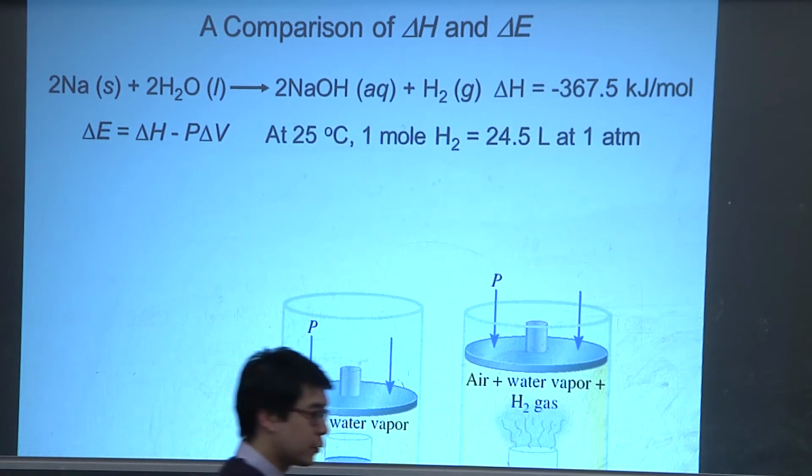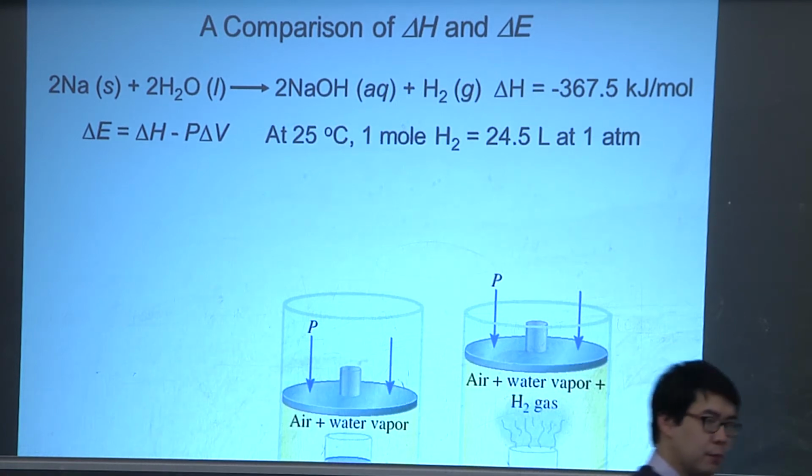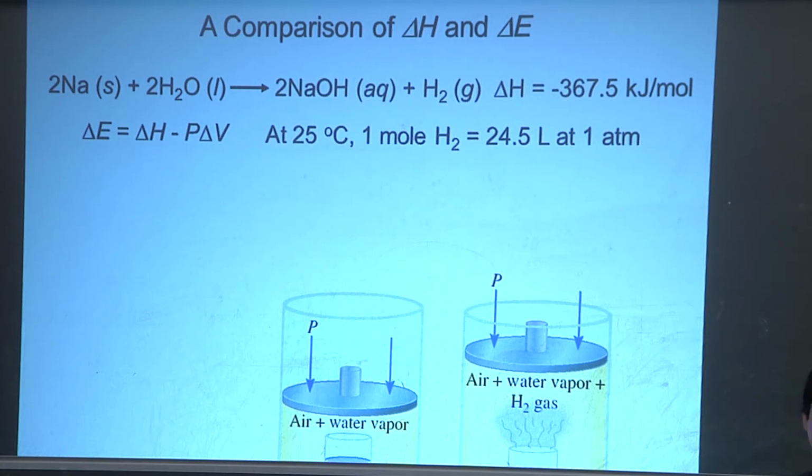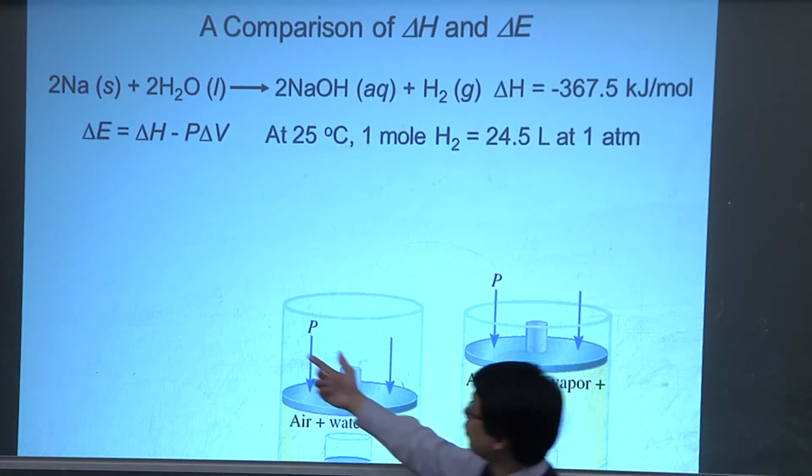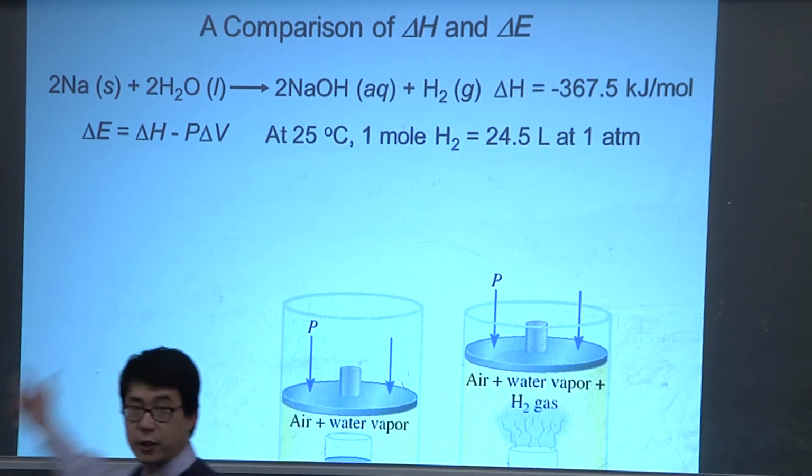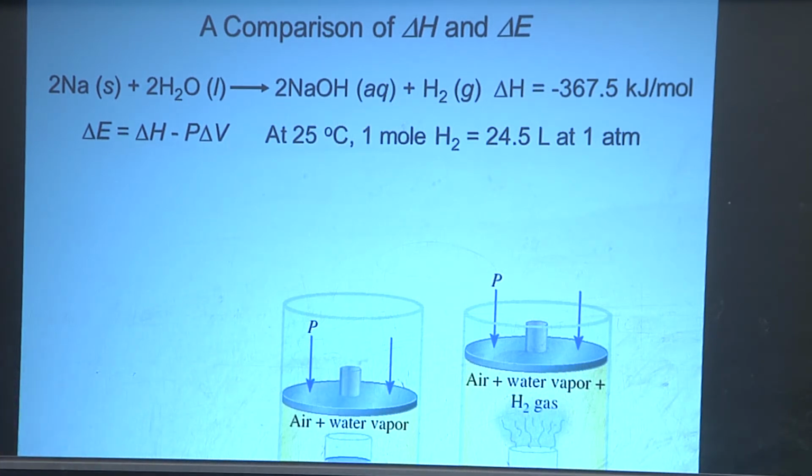So what is this equation? What is this equation here? This equation comes from delta E equals Q plus W, right? Q, we said, equals delta H if the pressure is constant. That's kind of by definition. And W equals negative P delta V, right? So we put those things together, we get delta E equals Q plus W, or delta E equals delta H minus P delta V.